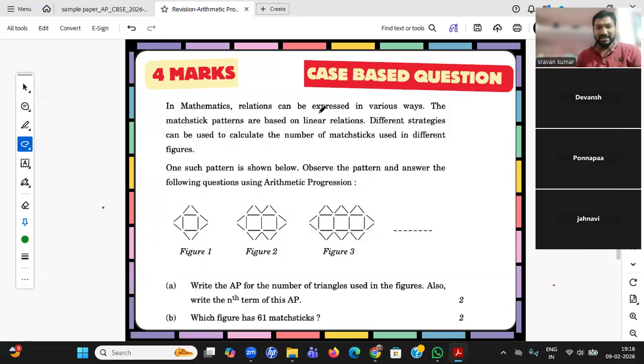Okay, in mathematics, relations can be expressed in various ways.